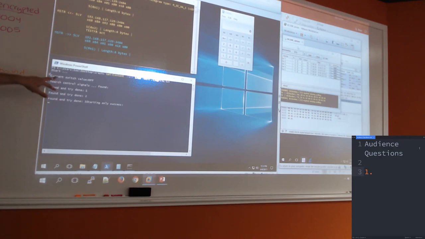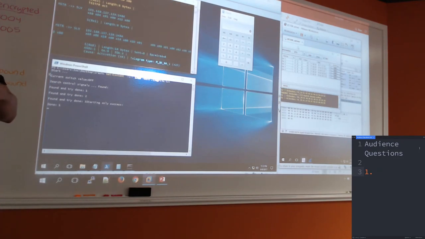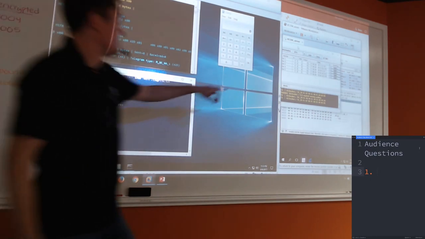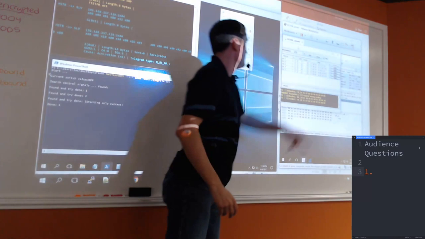So now it's found all three. It kicks out a message saying only success. This is now where it'll actually go into a loop, and you'll see it sending out activation messages to turn these values on and off.